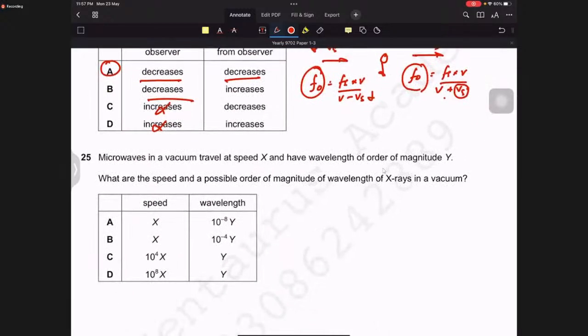Now, microwaves in a vacuum travel at speed x and have a wavelength of order y. What are the speeds and possible order of magnitude of X-rays in vacuum? So that's a rote question, you know. A lot of rote learning is required. Microwaves in vacuum travel at speed x, so it will have the same speed. That should be the correct answer. And the wavelength of microwaves is basically 10 raised to the power 8. That is correct. You basically need to learn the order of magnitudes here, all right?